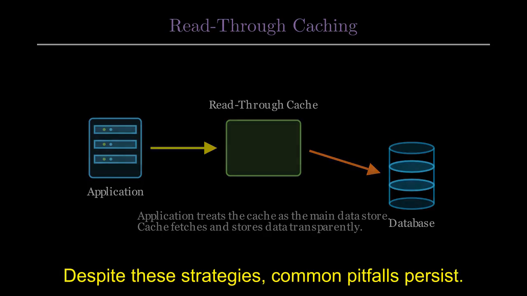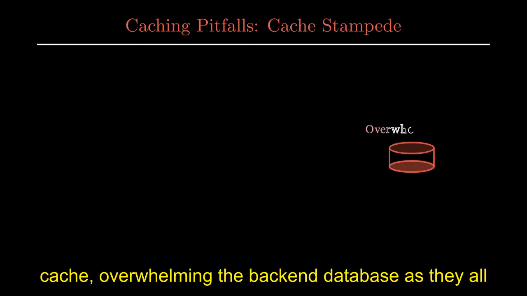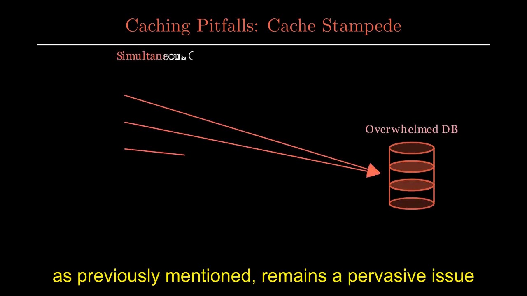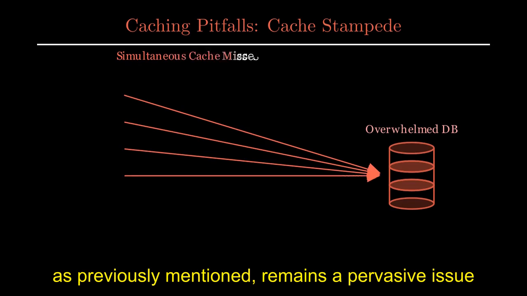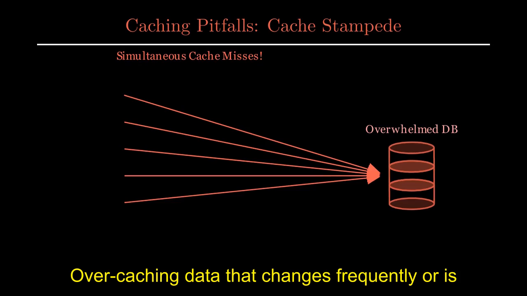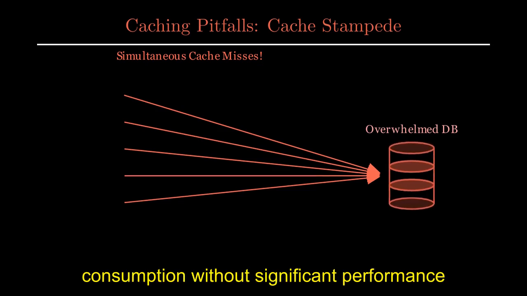Despite these strategies, common pitfalls persist. Cache stampede occurs when numerous clients simultaneously request data that is not in the cache, overwhelming the backend database, as they all attempt to fetch and populate the cache. Stale data, as previously mentioned, remains a pervasive issue if invalidation strategies are not robust. Overcaching data that changes frequently or is rarely accessed can lead to increased memory consumption without significant performance benefits.